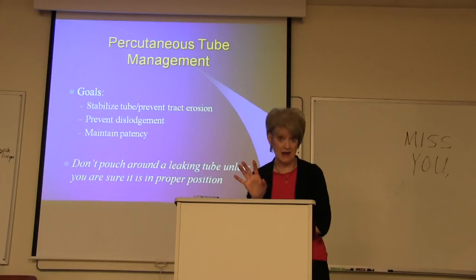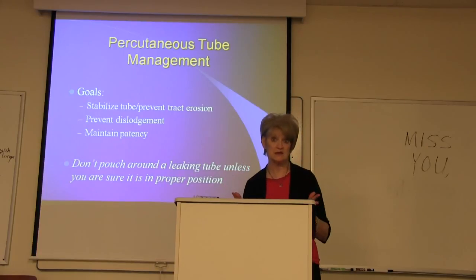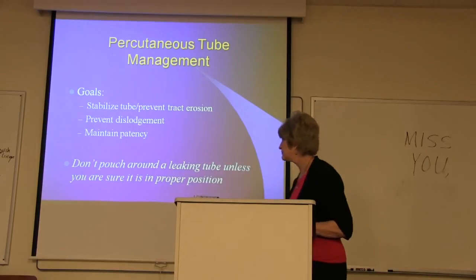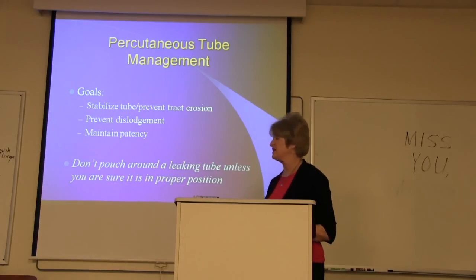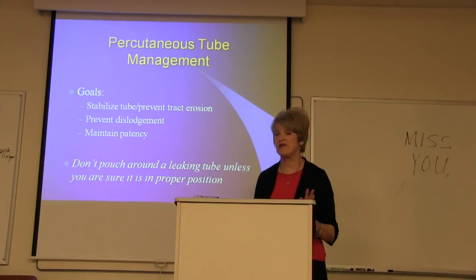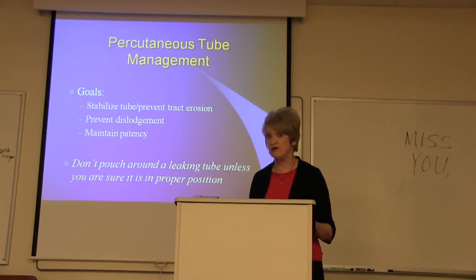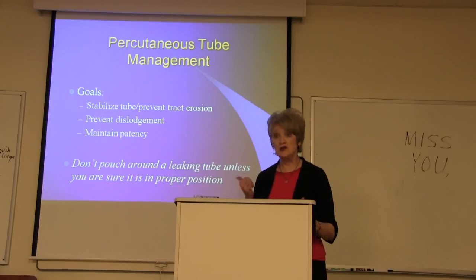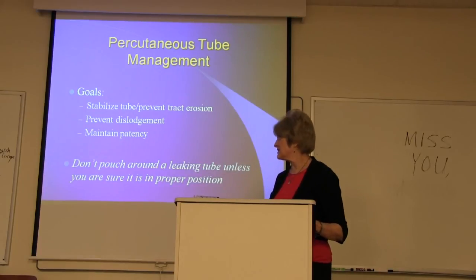If that does not happen, if the tube is not stabilized, you will get a lot of back and forth and in and out migration. You'll end up with tract erosion, massive skin breakdown, all kinds of problems. So tube stabilization is probably what we're going to spend most of the time talking about. Of course, we want to prevent dislodgement, and we'll talk very briefly about maintaining patency. Now you notice the postscript on this slide.